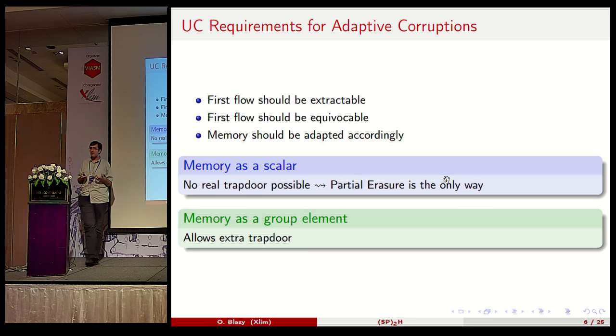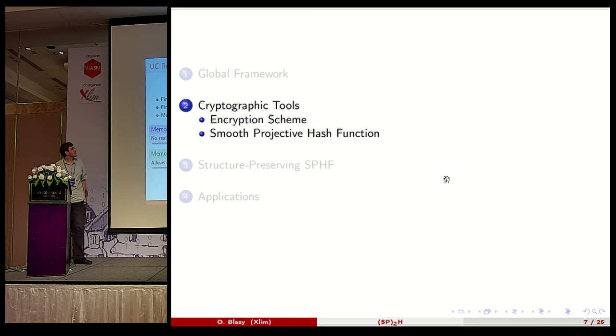The nice thing about group elements is that you have extra trapdoors. Your simulator, as we are going to be considering the proof, might be able to work using the discrete logarithm, but should only provide a group element. So this gives you a little more freedom. And when we proposed this idea, we were hoping that this would allow us to provide more interesting features.